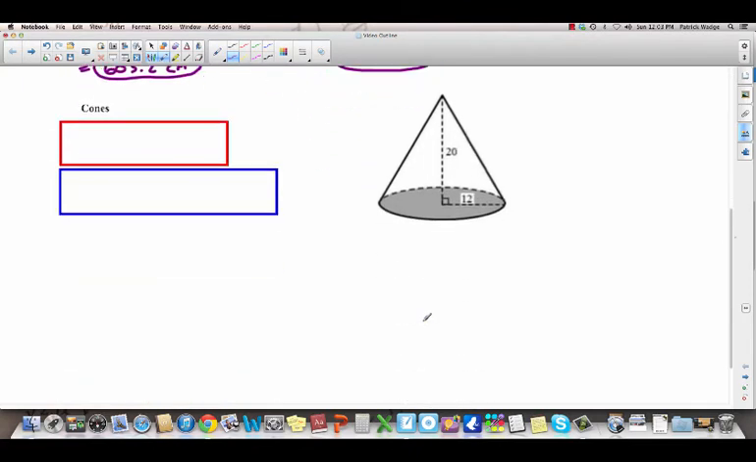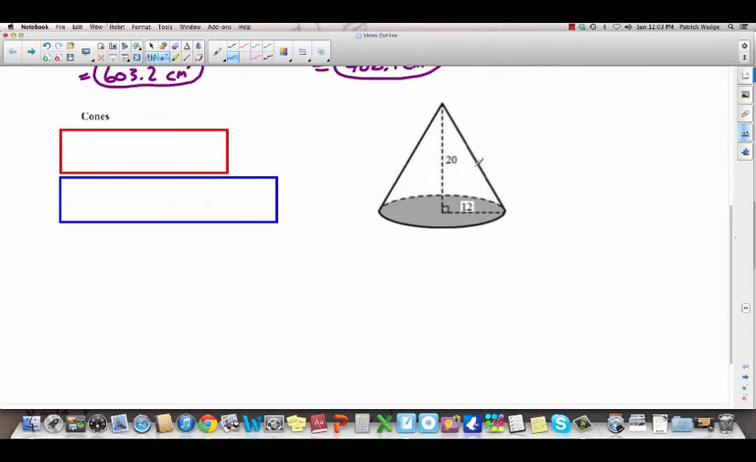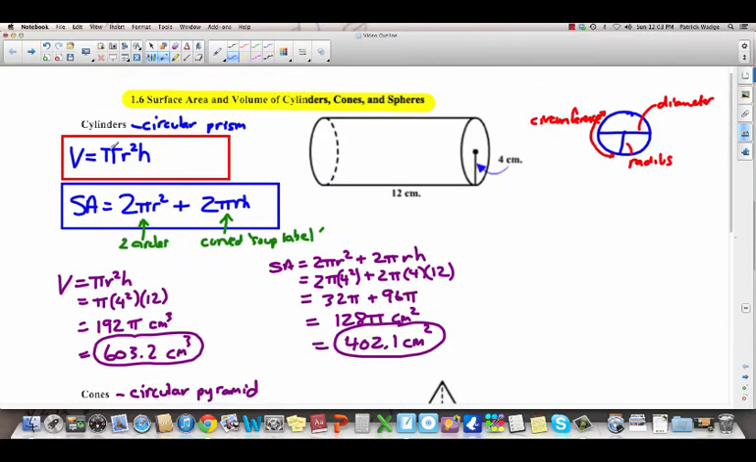Okay, cones. Now, again, if you think of this, the cone is kind of like a pyramid. What kind of pyramid is it? Well, the base is a circle. It's kind of a circular pyramid. And we said the way you get the volume of a pyramid is it's exactly the same as the prism, and then you divide by 3.